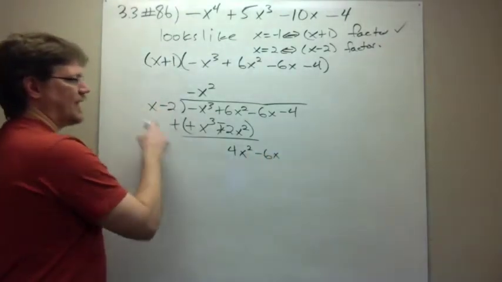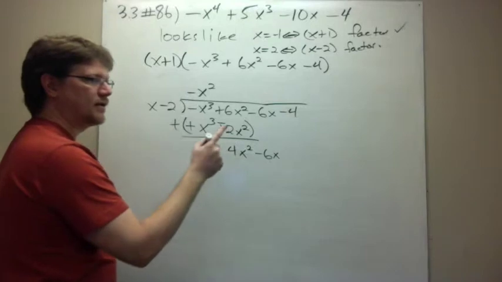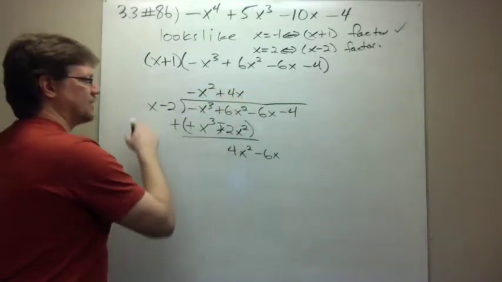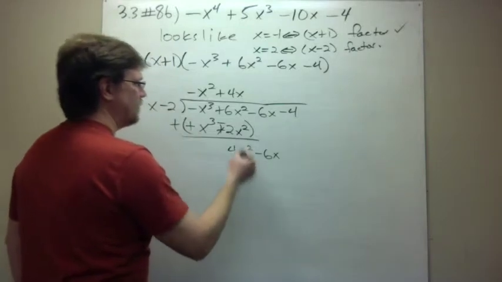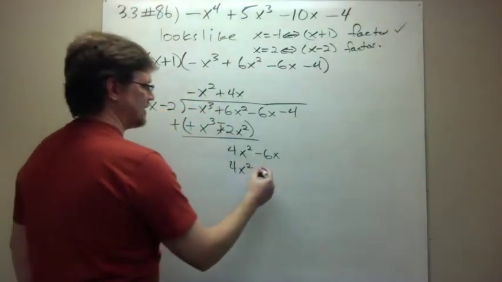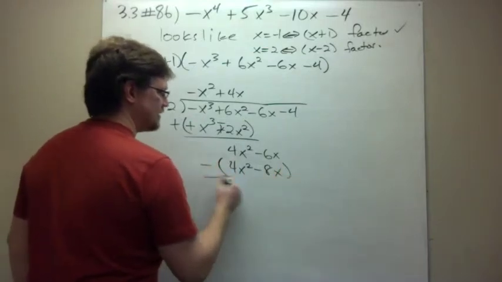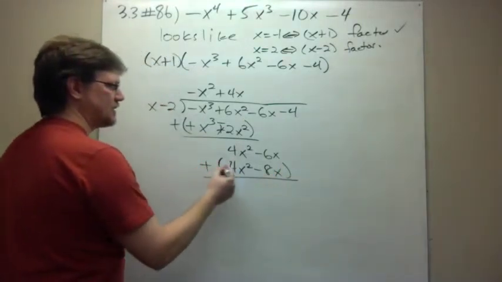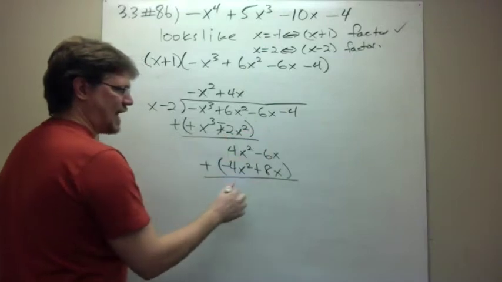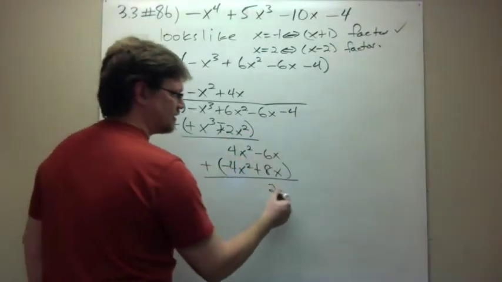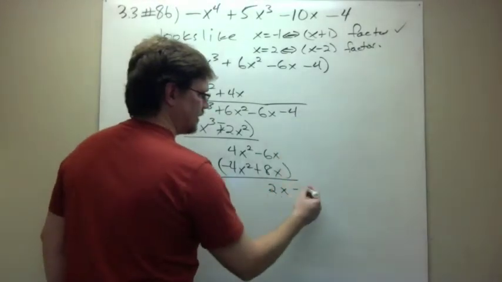What do I need to do to the x to make it look like a 4x squared? Let's multiply by a 4x. 4x times x is a 4x squared. 4x times a minus 2 is a minus 8x. Then I subtract this. But subtraction is the same thing as flipping the signs and adding, canceling. 8 minus 6 is a 2x minus 4.